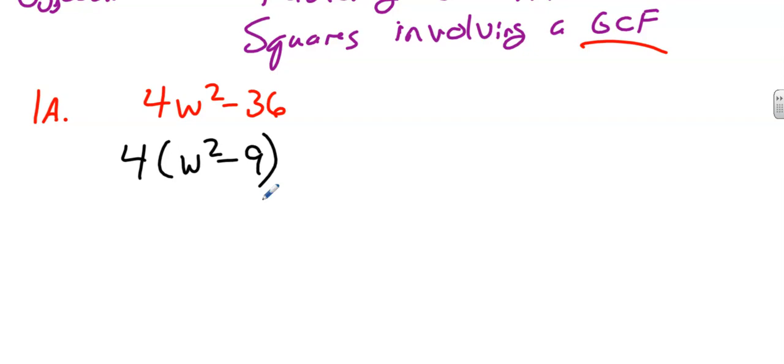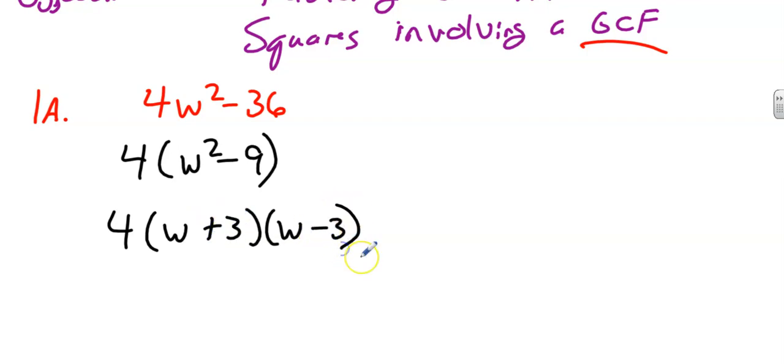So now you've got 4, and then you have w squared minus 9. And now this part is another perfect square, but we're taking out the greatest common factor. So w squared would be w times w. The negative 9 would be a positive 3 and a negative 3.